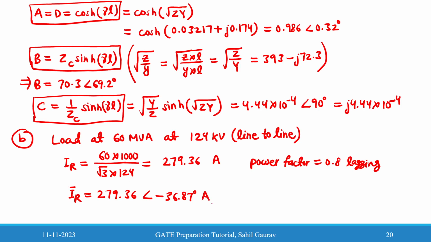Now here we can also write VR is 124 divided by root 3. This is the reference. So it is 71.6 at the angle of 0 kV. So this is the phase voltage.